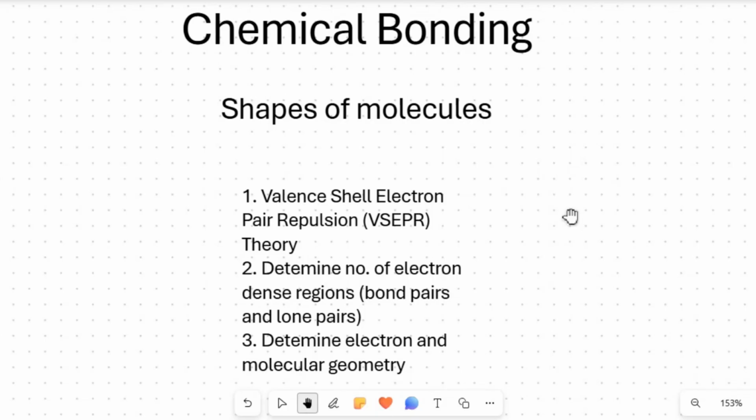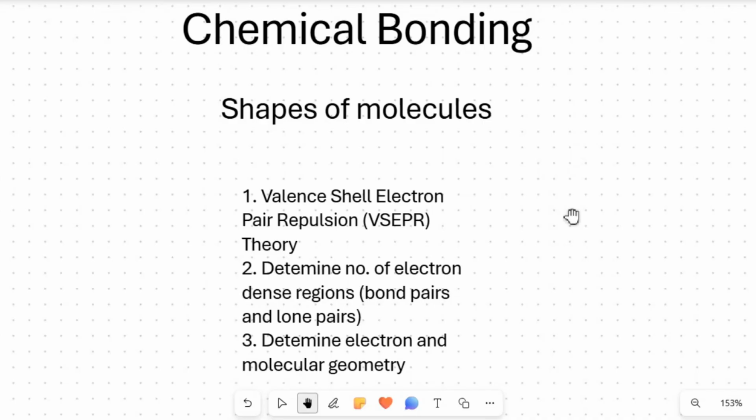So this basically states that in the molecule, the electron pairs in the outer shell repel each other, and therefore the shape of the molecule is determined by the repulsion of the electron pairs in the valence shell of the central atom. In order to determine the shape of the molecule, you need to determine the number of electron dense regions around the central atom, which are also known as bond pairs and lone pairs.